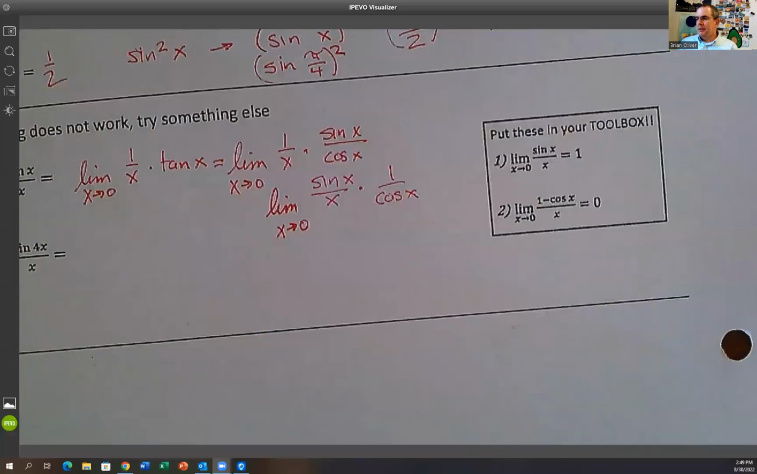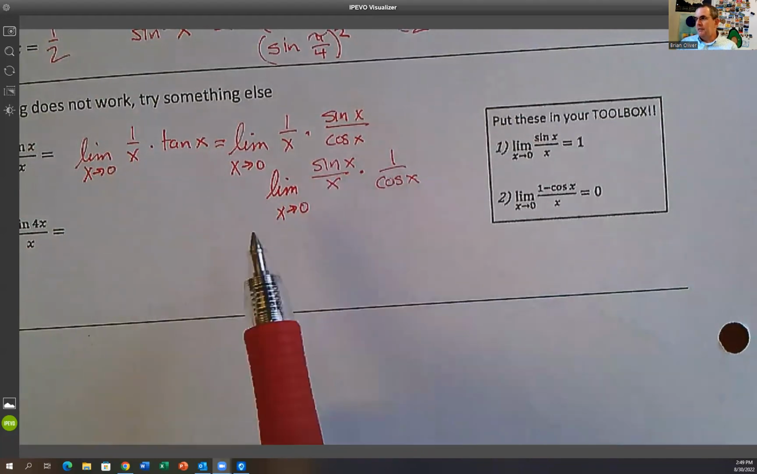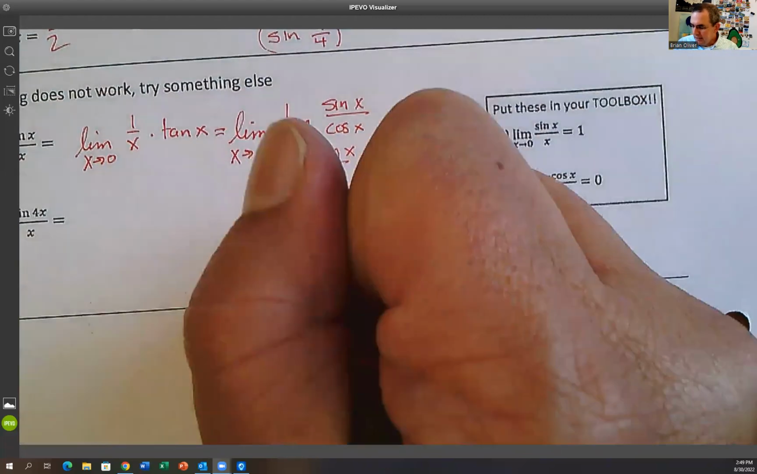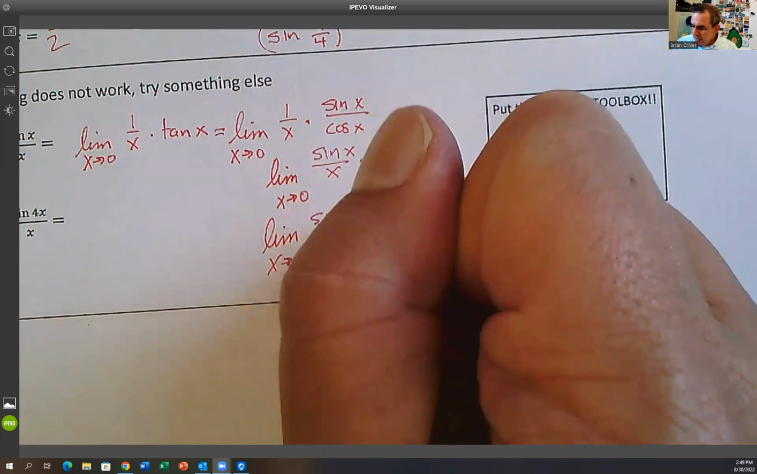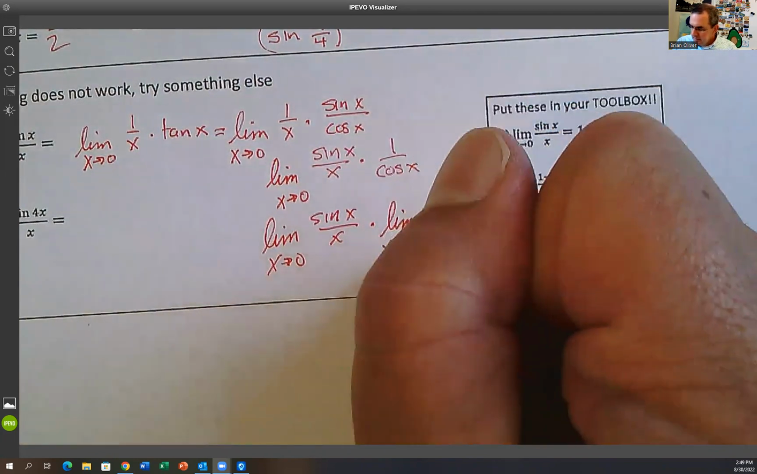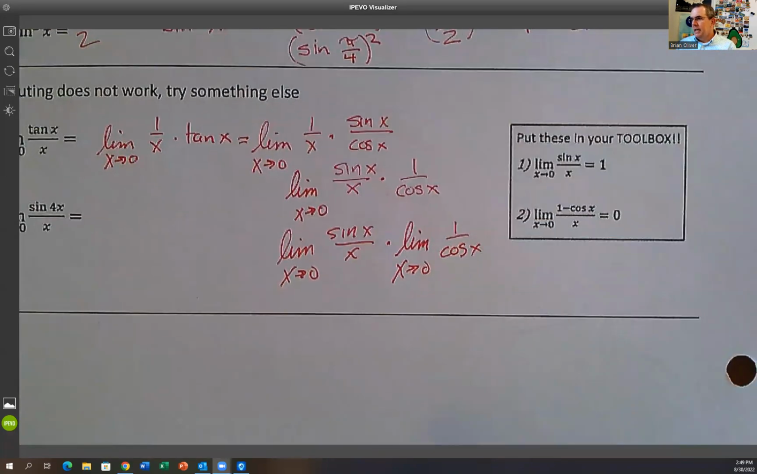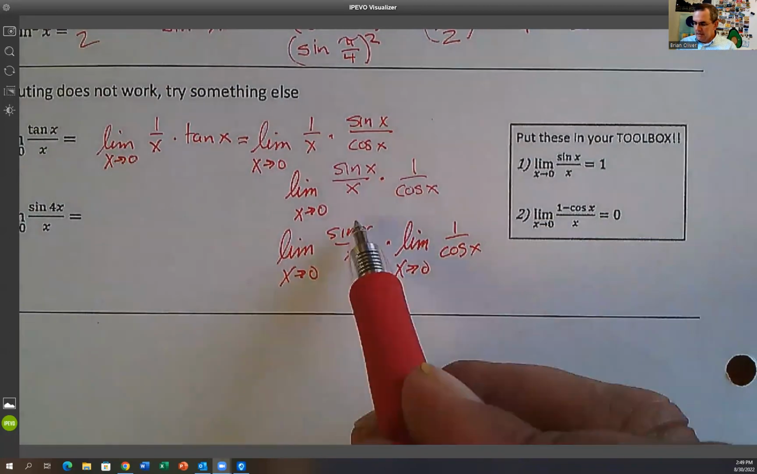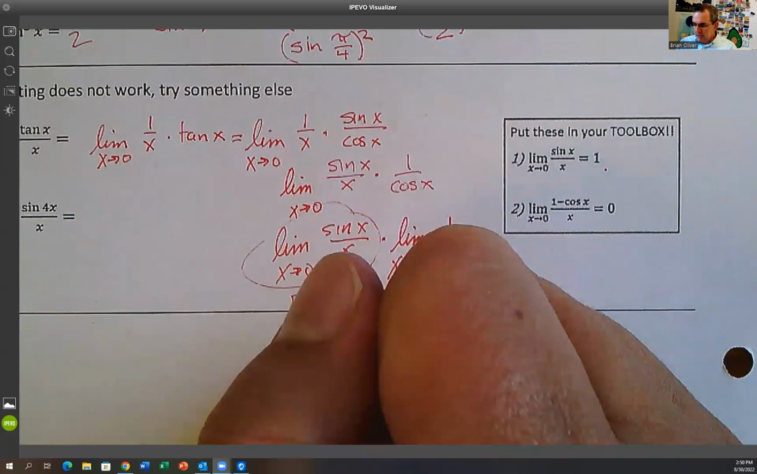Okay, so let me stop and go back to where I said. I said that the limit of a product is equal to the product of the limits. I know it sounds really confusing, but really what I want to tell you is this. I can rewrite this as two separate limits. I know according to my identity that this limit right here is 1. So this whole part over here can be rewritten as 1.